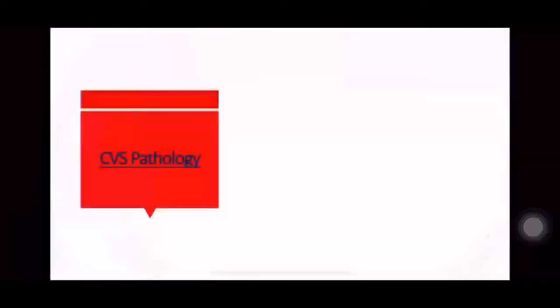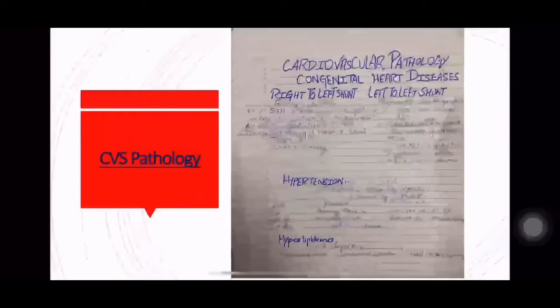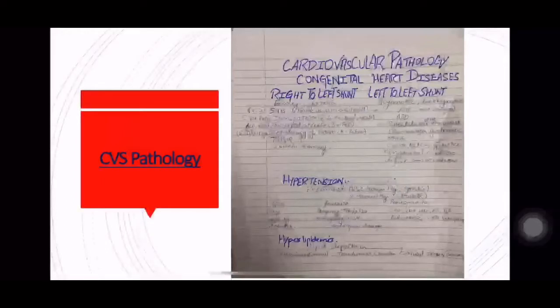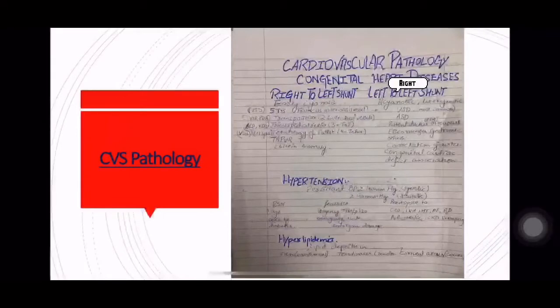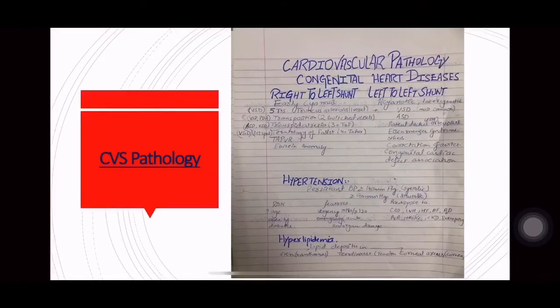First thing to discuss is congenital heart diseases. In congenital heart diseases, we have right to left shunt and left to right shunt. So in right to left shunt, there is truncus arteriosus, transposition, tricuspid atresia, tetralogy of Fallot, and TAPVR. So, one by one, let's discuss this.